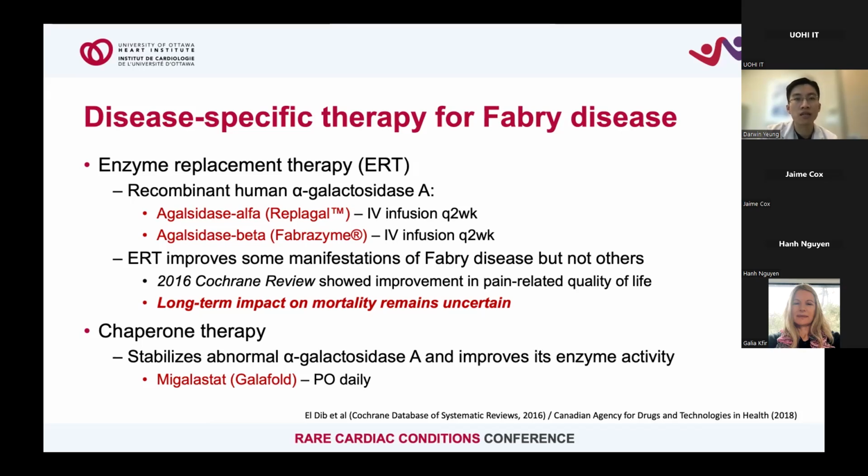It's important to note that enzyme replacement therapy has been shown to improve some manifestations of Fabry disease, but not others. A prior comprehensive review showed improvement in pain-related quality of life. There are also non-randomized studies that have shown delay in progression of LVH in these patients, but unfortunately, probably unlikely to reverse any scar that has already occurred in the myocardium. And the long-term impact on mortality remains uncertain. And again, just highlights the challenge in these rare conditions to perform randomized trials to demonstrate clear benefit from that perspective.